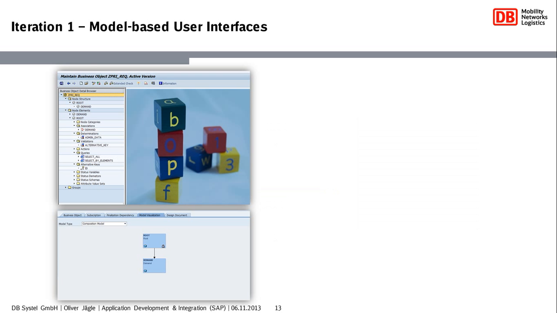So therefore, also in iteration 1, we started off to model user interfaces. Because the toolset allows to translate the entities which you've got there in your model or to bind them to screen elements. So in order to understand how that in general works, it is important to know a bit how the Floorplan Manager works. Anyone has been using the Floorplan Manager for Web Dynpro ABAP?